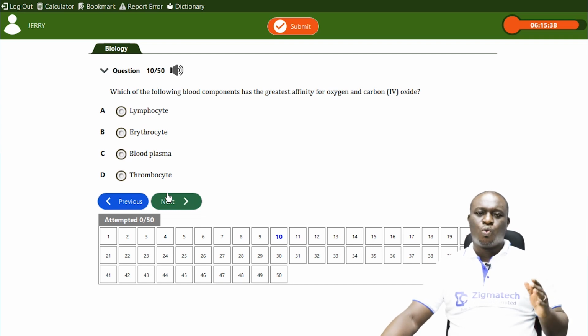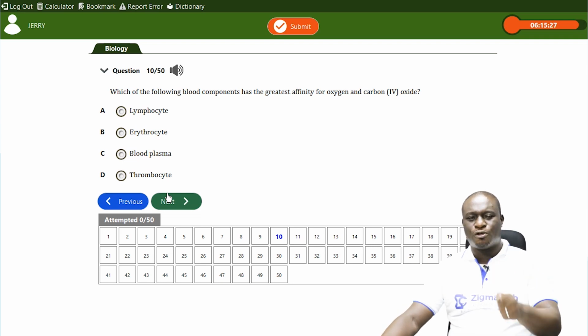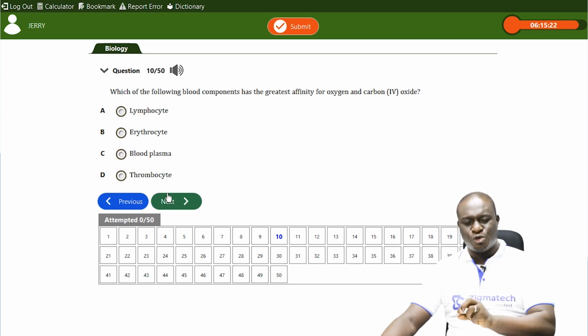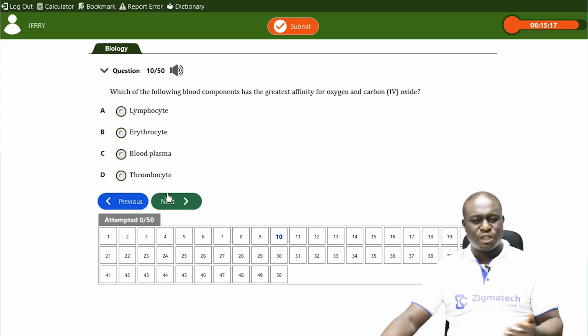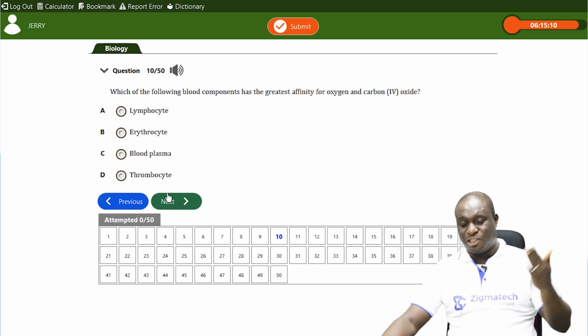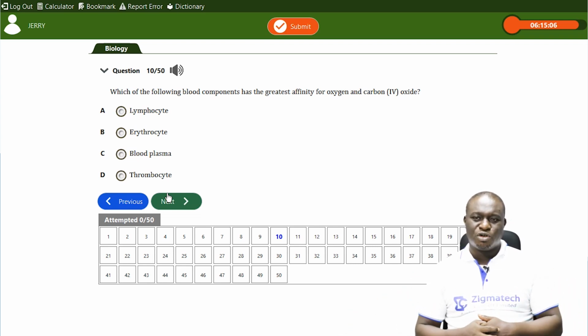Next question: which of the following blood components has the greatest affinity for oxygen and carbon dioxide? Greatest affinity for oxygen and carbon dioxide. Now, the blood is what we call a tissue fluid. It aids in transporting essential materials around the body of a living organism that has it. Not only in mammals, but in vertebrates, it helps to transport essential materials around the body of most vertebrates.